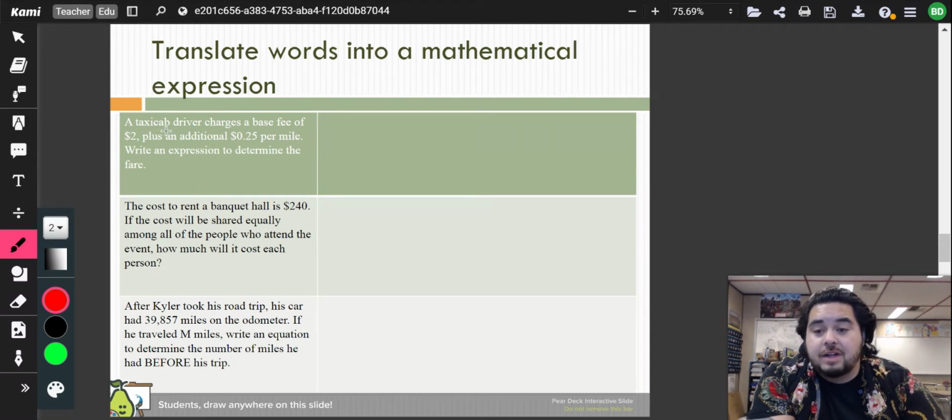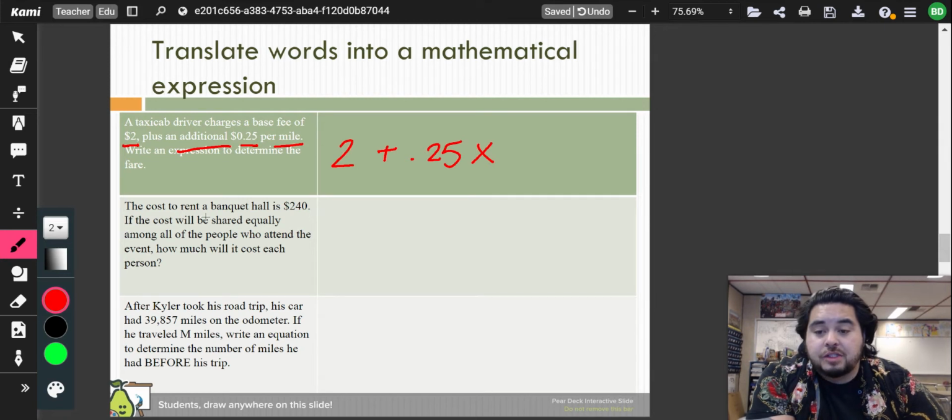So pretty standard. A taxi cab driver charges a base fee, so that's a constant. The $2 is not going to change, so that's what we're going to start with. And an additional, so we're adding this on, 25 cents per mile. So they're adding on an additional 25 cents. And because we don't know how many miles the person's traveling for the fare, we're going to include a variable here. So this is the base rate, which is $2, and 25 cents for every mile that they travel.